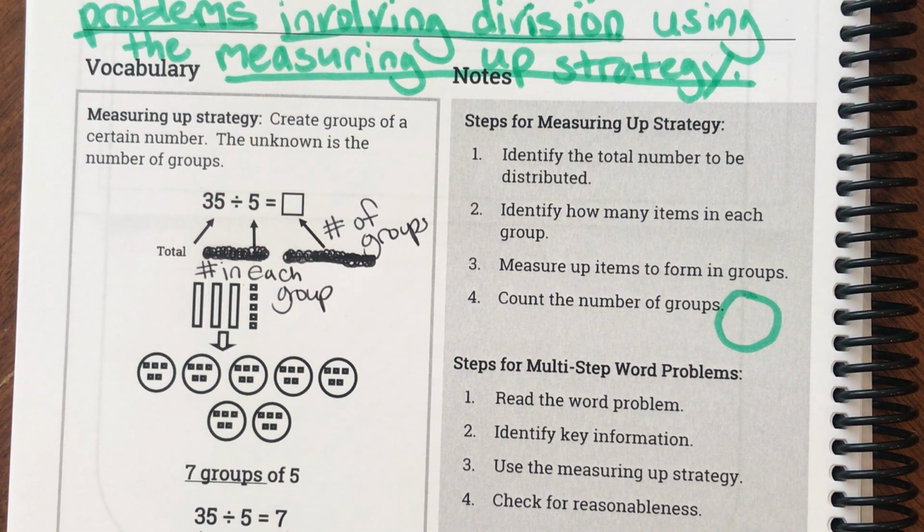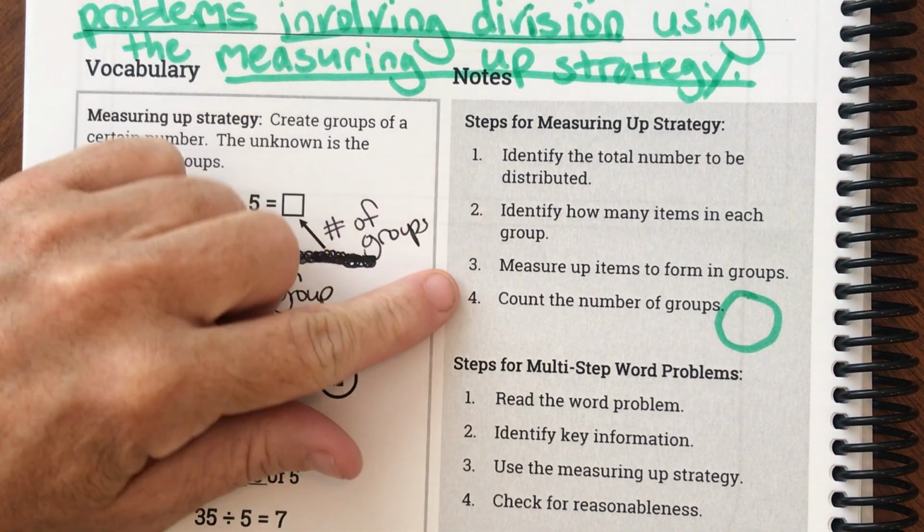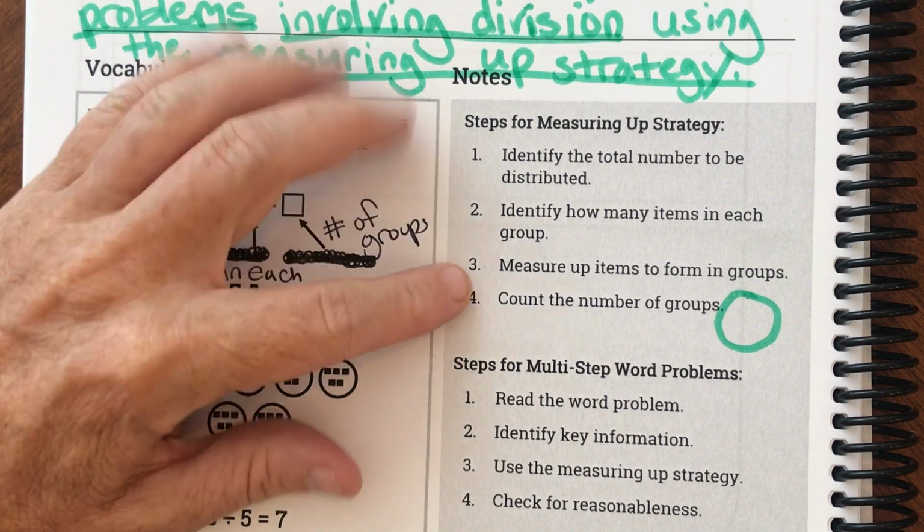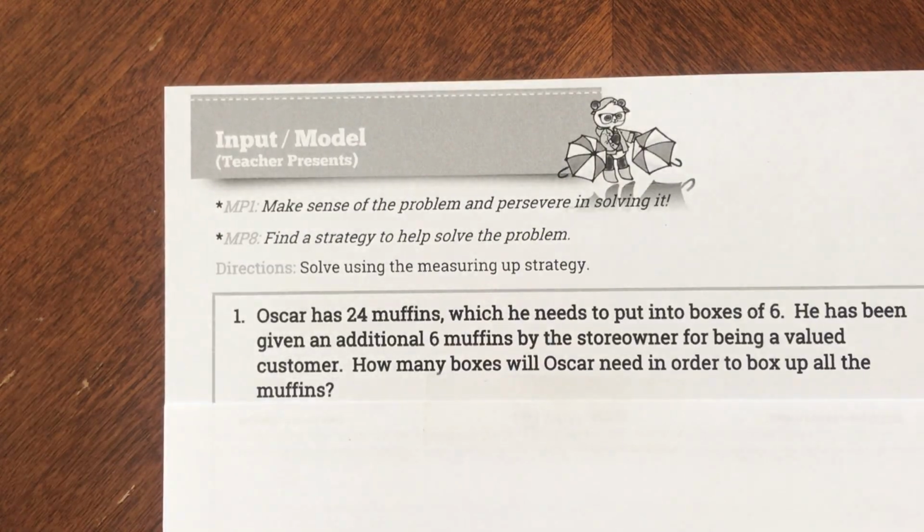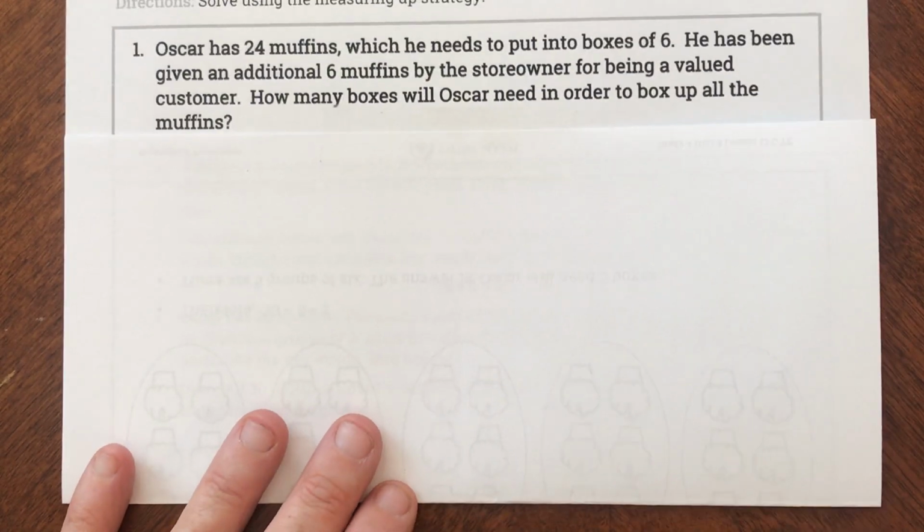All right, just to clarify one last time: in the dealing out strategy, I know how many groups there are. In the measuring up strategy, I know how many go in each group, but I don't know how many groups there are. Okay, so I'm going to get started and show you what this looks like on mine. I'm going to follow these steps if you want to follow along with me. Look at your steps as I'm solving my problem.